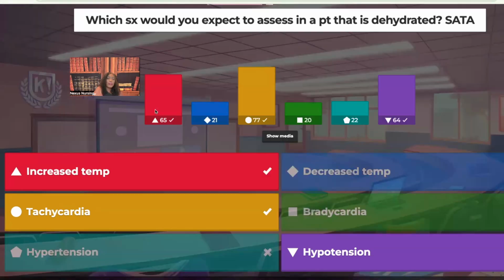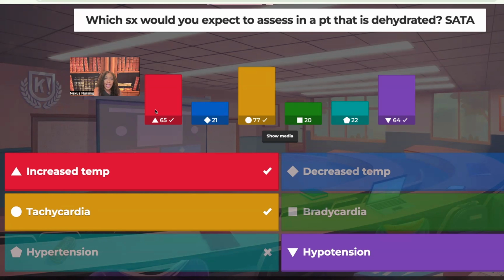Okay. This is what you expect to see. As the patient is becoming dehydrated, increased temp. When you're dehydrated, your body's going to try to conserve the fluids that you have. Include sweating. Sweating helps cool you off, right? So we may see the temperature go up. The heart is going to try to compensate. You're going to see the heart rate go up. Heart rate's supposed to be 60 to 100. You'll see it higher than 100.